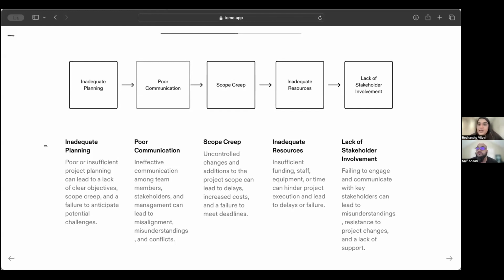But then the tech is saying we cannot deliver it, right? And that itself creates friction within your team members. So misalignment, misunderstanding, and conflicts. And then aside from that, because your scope was not clear or your objective was not clear, that results in a scope creep.